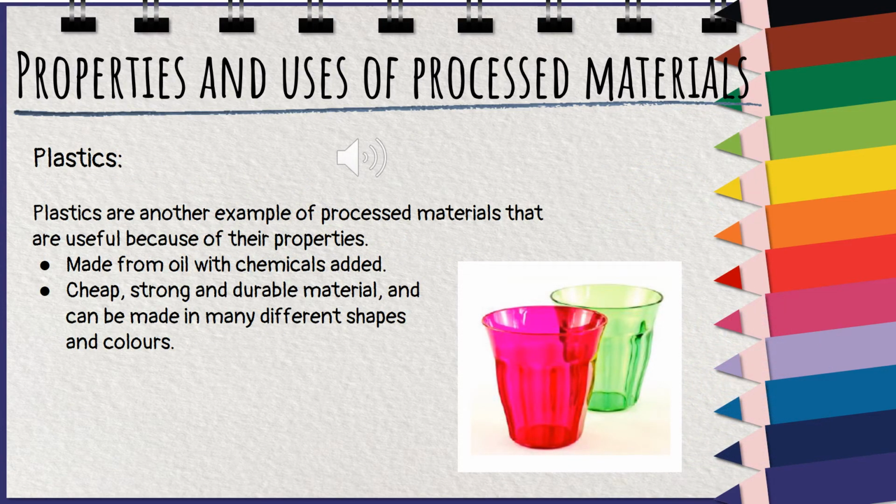Plastics are another example of processed materials that are useful because of their properties. Plastics are made from oil with chemicals added, and they are cheap, strong, and durable material and can be made in many different shapes and colors.